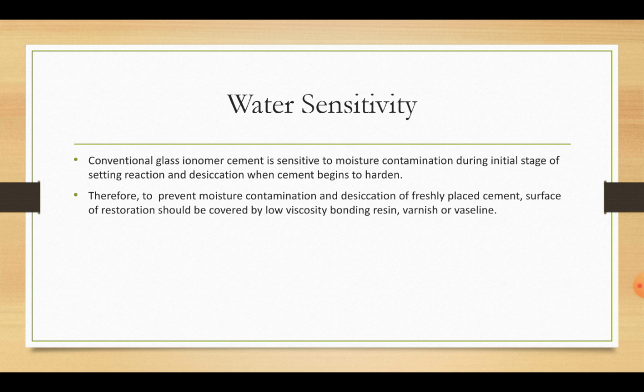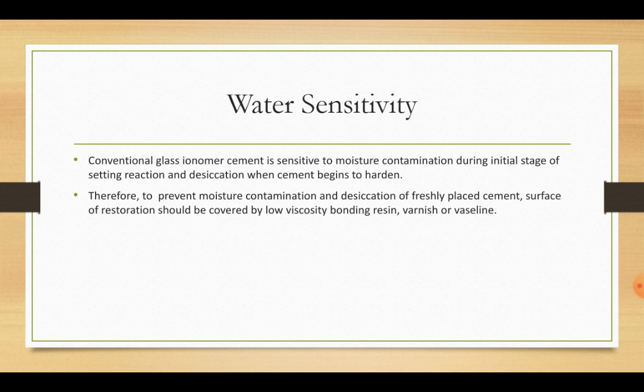Now, the second property, water sensitivity. Conventional GIC is sensitive to moisture contamination during the initial stage of setting reaction and desiccation when the cement begins to harden. Desiccation is loss of moisture, when the material starts giving away moisture. So, that is desiccation. That means during the initial stage of setting, GIC is sensitive to both moisture contamination and desiccation.